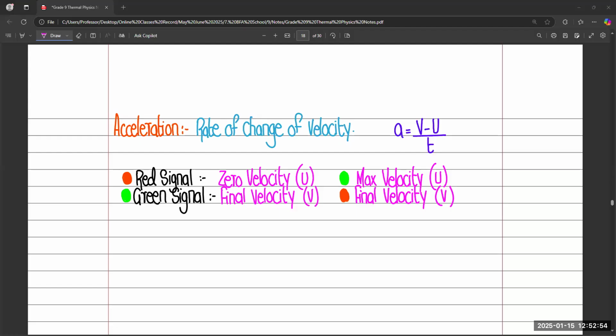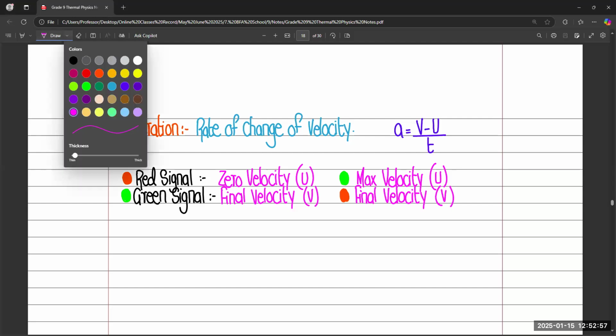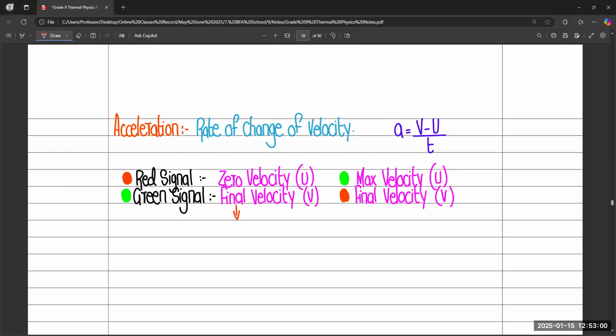So basically, we are talking about the differences between these two cases. So this is case number one, let's suppose, and this is case number two. In both cases, what is the difference? In case number one, initial velocity is zero, but final velocity is maximum. And in case number two, initial velocity is maximum, but final velocity is zero, right?